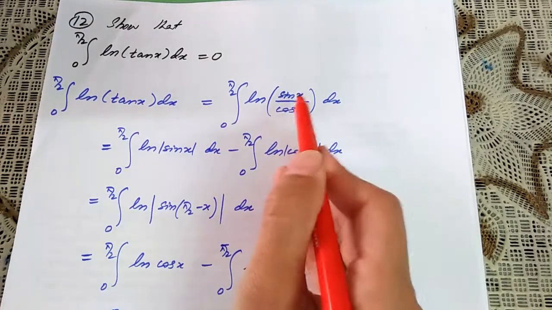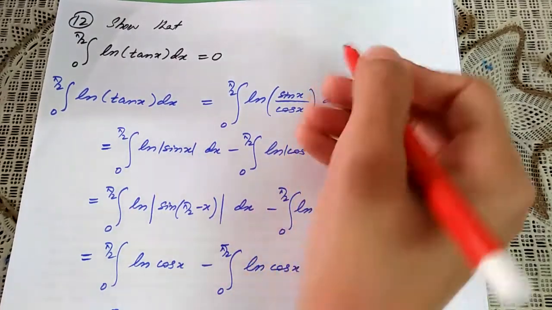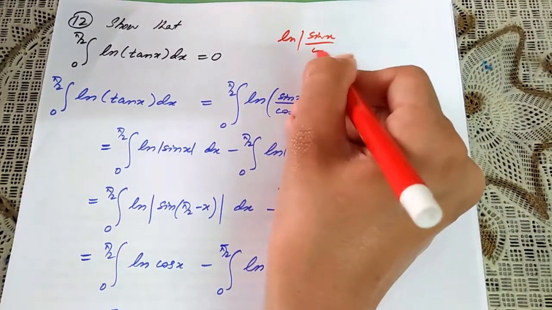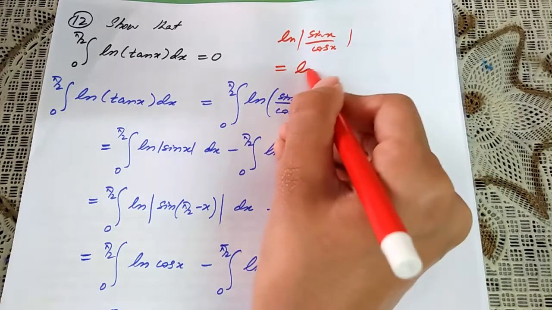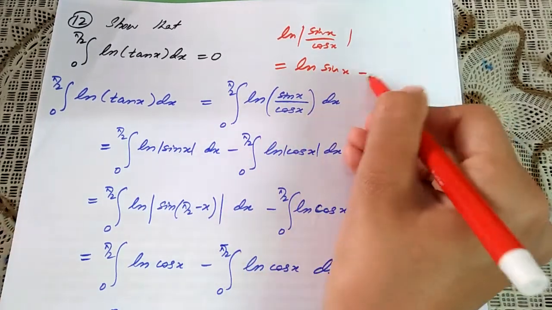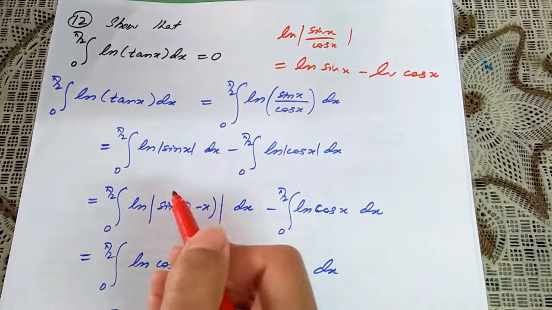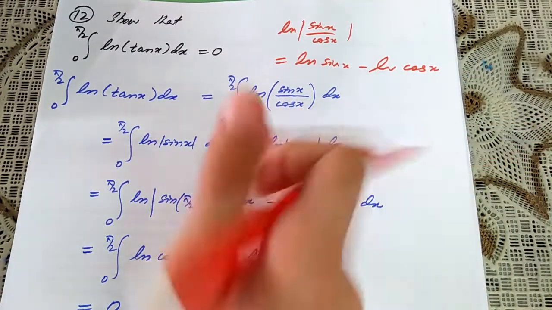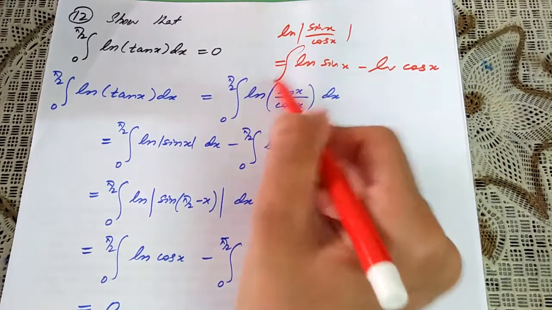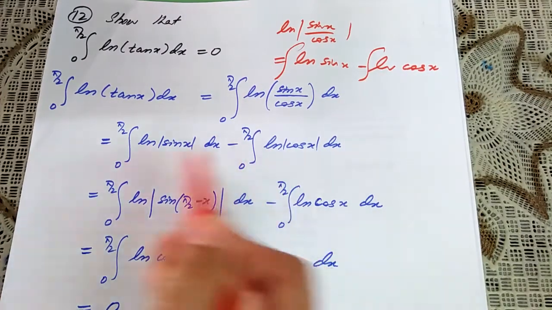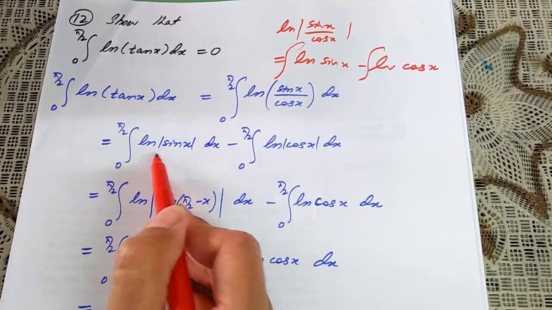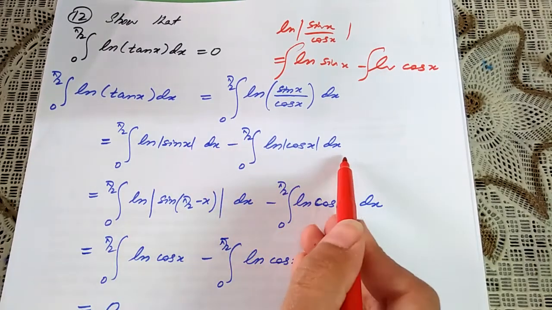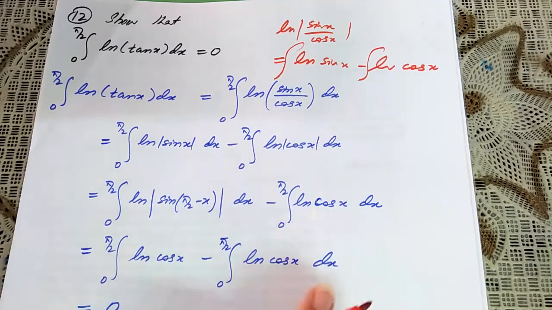Okay, tangent x can be written as sine x over cos x, and we know this is a property of ln. If you have ln of sine of x over cos of x, you can write it as ln sine of x minus ln cos of x. So I will write it separately, and then I split the integration into two parts like this. So I got the integral from 0 to pi by 2 of ln sine of x dx minus the integral from 0 to pi by 2 of ln cos of x dx here.